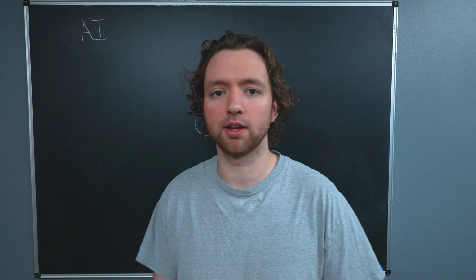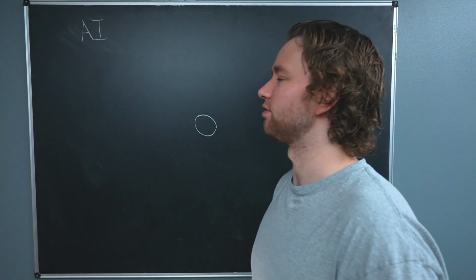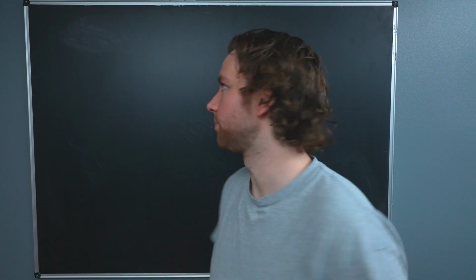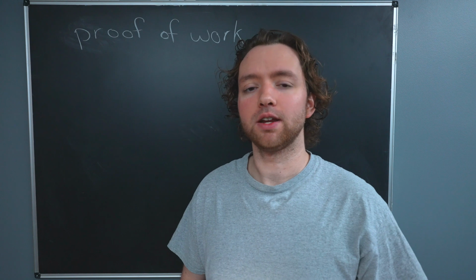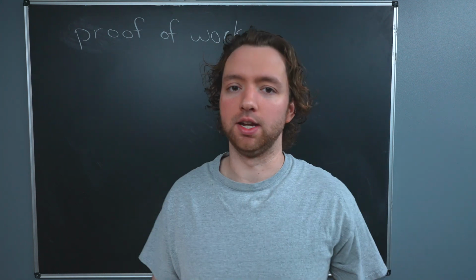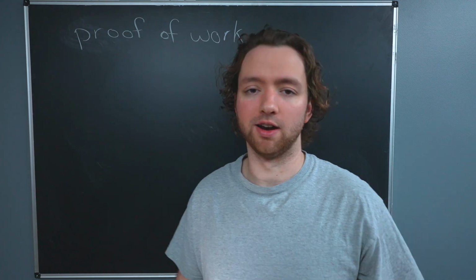So proof of work is known as a consensus mechanism. Why do I have a circle and an AI on my chalkboard? Anyways, basically this is a consensus mechanism, a way for all of the nodes to agree on things. And the consensus mechanism of choice that we're going to be talking about in this video is known as proof of work. So instead of having a centralized entity confirm transactions, this is what Bitcoin and other blockchains use to confirm transactions, or to confirm blocks of transactions.